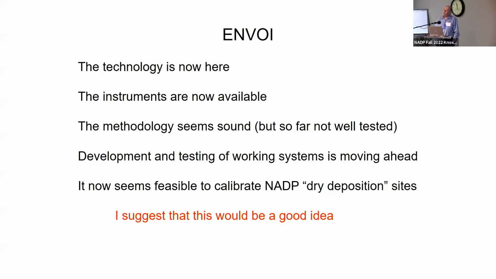I think it's now possible to calibrate NADP sites, some of them, not all of them. By the way, I'm hyper aware of the fact that there's an ongoing dry deposition program here that is relying on using models to come up with these same data. I claim that their outputs are what the model tells us. I want to go out there and test the sites and see whether or not we can get absolute reference points.